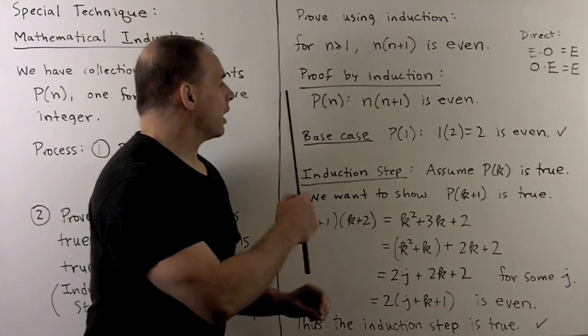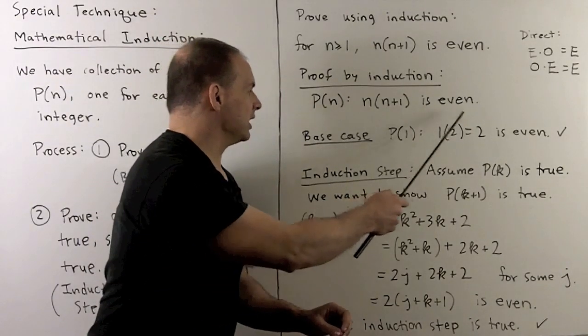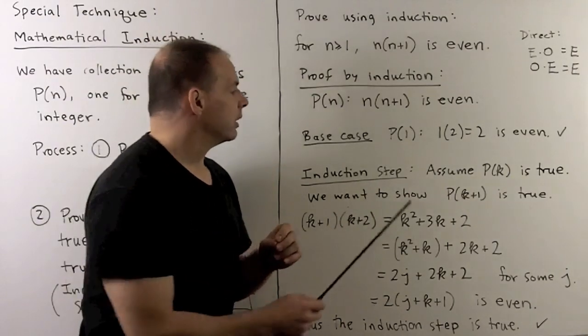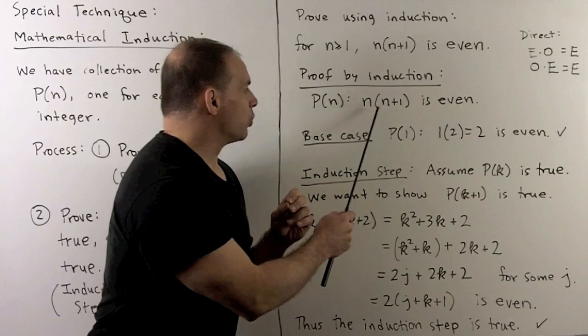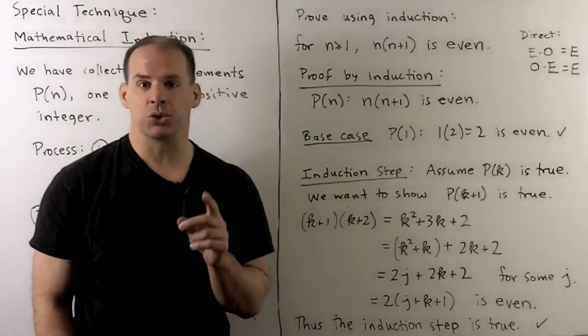Now, okay, our collection of statements, we have P of n: n times n plus 1 is even. For my base case, we have P of 1. So that's going to be 1 times 1 plus 1 is even. So that's the same as saying 2 is even. And we know that's true.